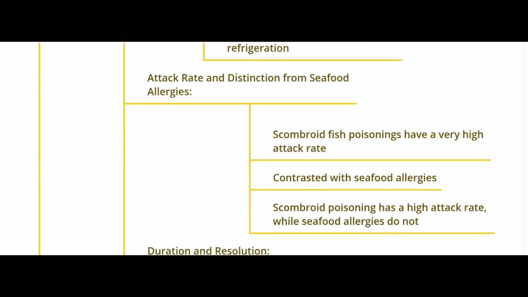Scombroid fish poisonings have a very high attack rate, which means that if we give the same dose of histamine-contaminated fish to 100 people, the majority of them will develop this disease. It is contrasted with seafood allergies, and usually it is hard to distinguish unless we know which type of fish the person ate.